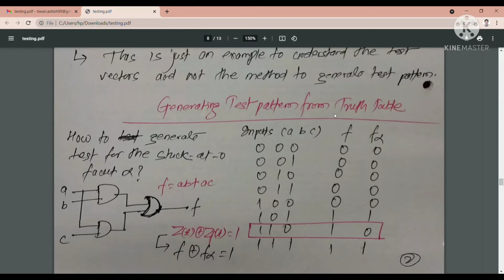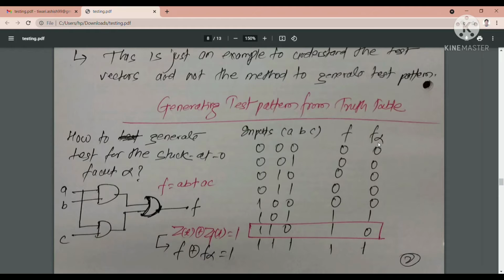How to generate a test for the stuck-at-0 fault, that is fault alpha. Here I forgot to draw. Here is the fault, and we want to generate the test pattern for this particular fault. The fault is here, in this particular line. So these are my inputs A, B, and C, and this is the fault-free condition, and this is the faulty condition.